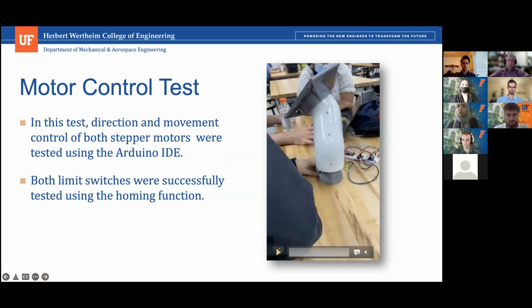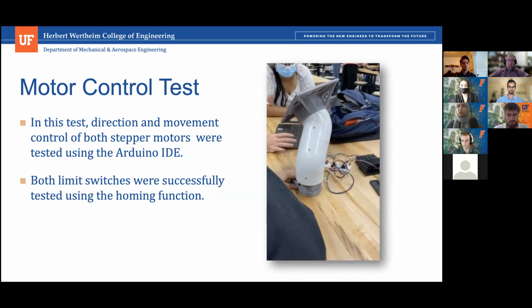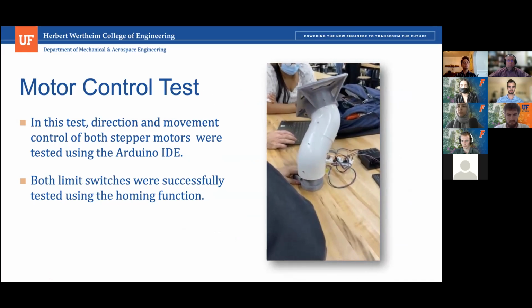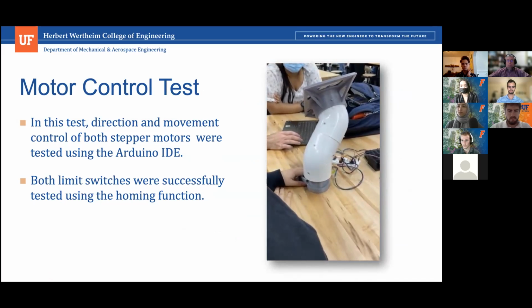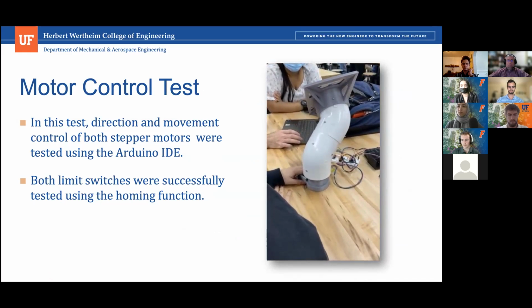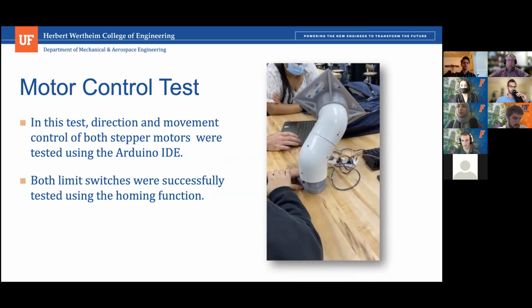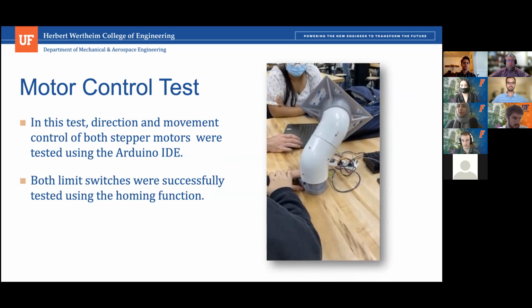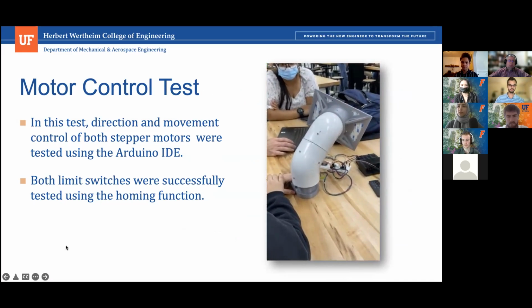For the motor control test, our step and move functions were tested to see if we could move the heliostat forwards and backwards. Our homing function was tested too, and that went fine. We only had an issue where our motor microcontrollers got really hot. So we put heat sinks, and that really helped with that issue. Next slide.